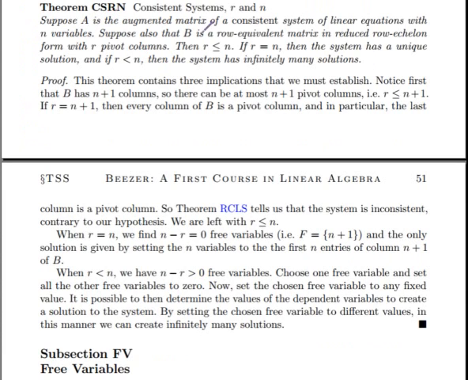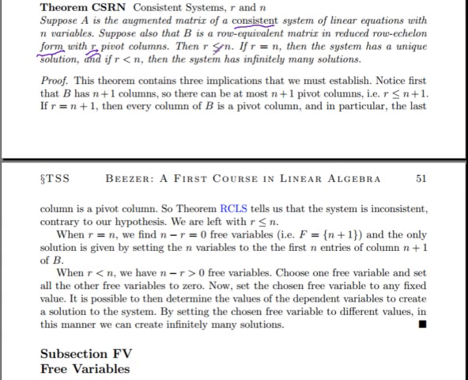Let's read this carefully. Suppose A is the augmented matrix of a consistent system. So we're saying already that the last column is not a pivot column. A consistent system of linear equations with n variables. So that means we know already it's going to have n plus 1 columns. Suppose also that B is a row equivalent matrix in reduced row echelon form. So this is the unique reduced row echelon form for A with r pivot columns. Okay, remember the pivot columns correspond to the dependent variables.